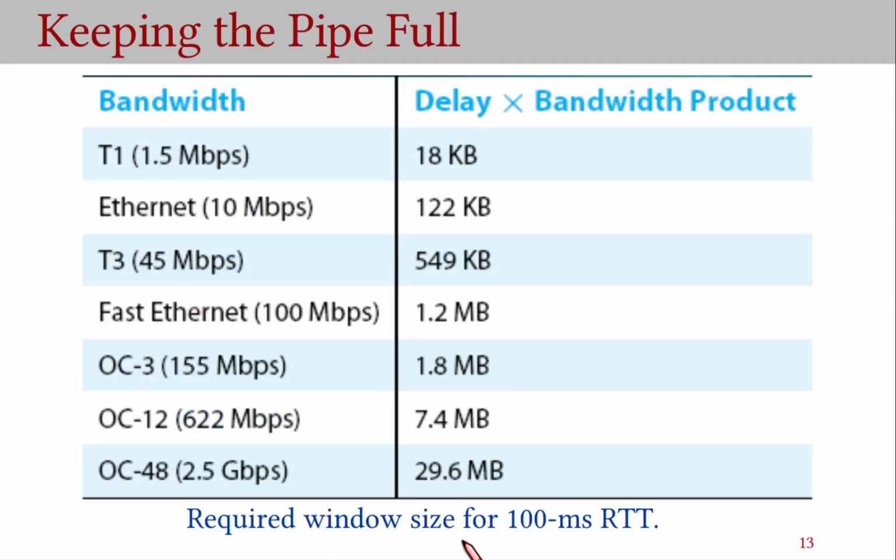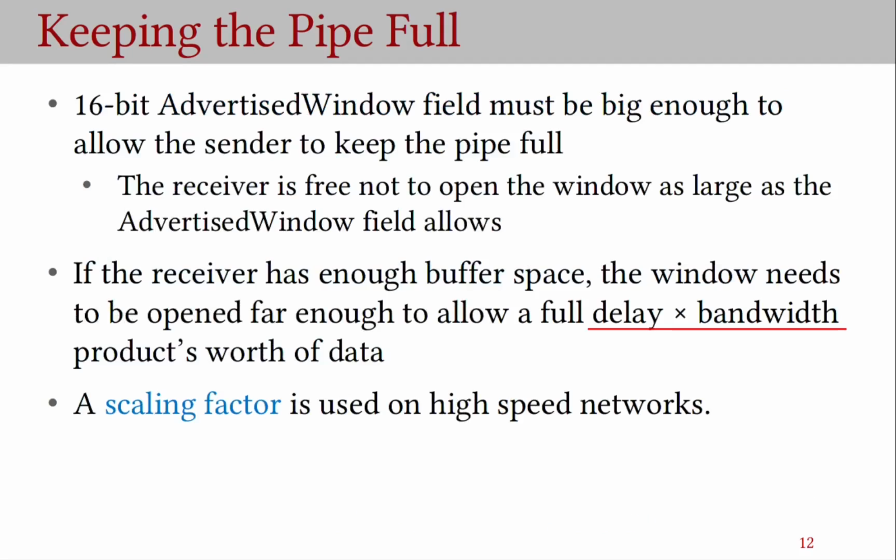To see whether the 16-bit advertised window allows this, we'll just focus on one example. We are assuming that in this example the round trip time is 100 milliseconds. And so for T1, the delay bandwidth product comes out to be 18 kilobytes, which is less than the 64 kilobytes that the 16-bit advertised window field allows. However, for all other speeds, these numbers are larger than 64 kilobytes. So clearly the 16-bit advertised window is not sufficient for these networks.